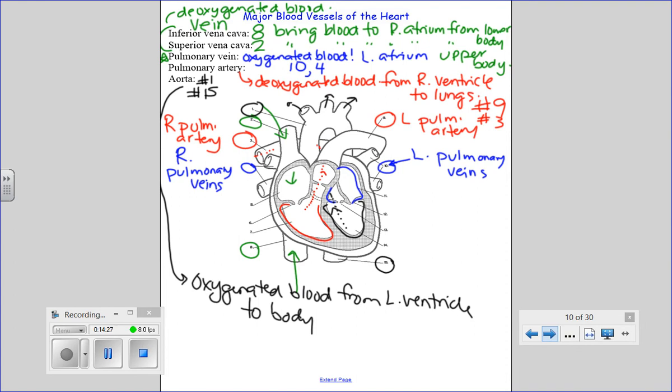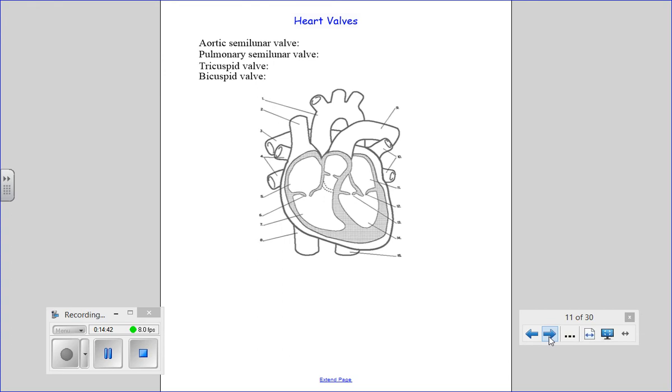So we have chambers, we have blood vessels. The last thing that we need to talk about are valves. We need ways of making sure that blood goes the way that it is supposed to go. So the last thing that we need to discuss are heart valves. So still looking at this same picture, we have 4 valves.